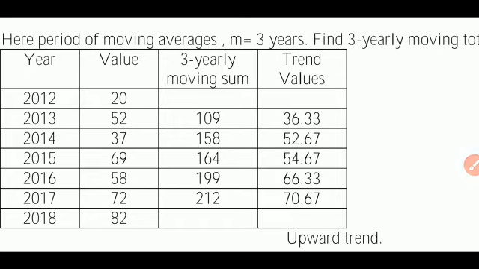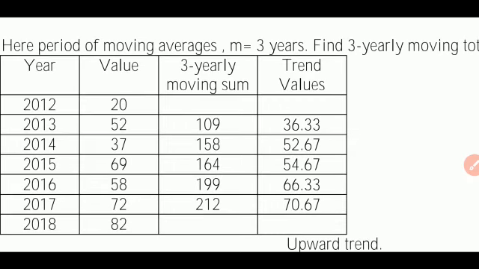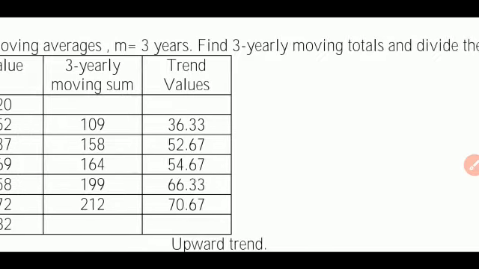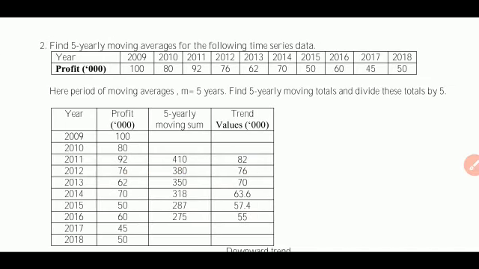If the values are in a decreasing order, as the years go on, if the values are decreasing, we write it as downward trend. And sometimes it so happens that the values are up and down, like some values are increasing, some values are decreasing. At that time we write it as oscillatory trend or oscillatory movement. So this is an example for 3 yearly. Let us check an example for 5 yearly moving averages.